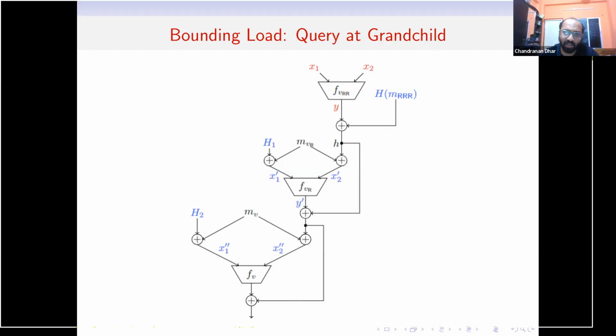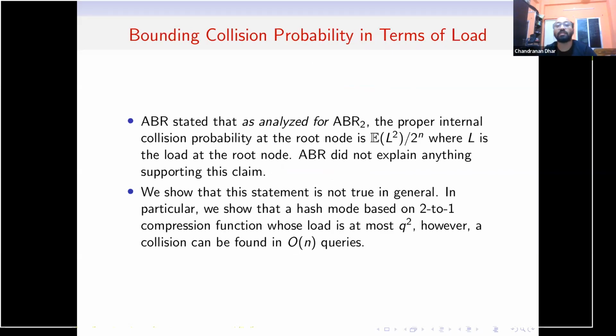So these mistakes were there while bounding the load, but in the next step, that is bounding the collision probability in terms of load, they again mess up. What they say is the collision probability at the root node is basically load square over 2 to the n. But they don't explain anything. They don't support their claim. They just say that as analyzed for ABR2, this holds. But ABR2 is a very basic construction, and we don't see why this should hold for ABR of any height.